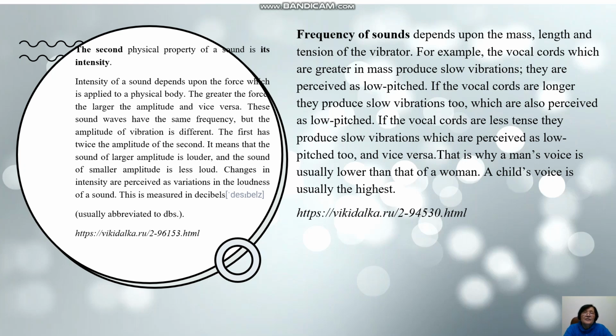Frequency of sound depends on the mass, length, and tension of the vibrator. For example, the vocal cords, which are great in mass, produce slow vibrations. They are perceived as low-pitched. If the vocal cords are longer, they produce slow vibrations too, which are also perceived as low-pitched. If the vocal cords are less tense, they produce slow vibrations, which are perceived as low-pitched too, and vice versa.